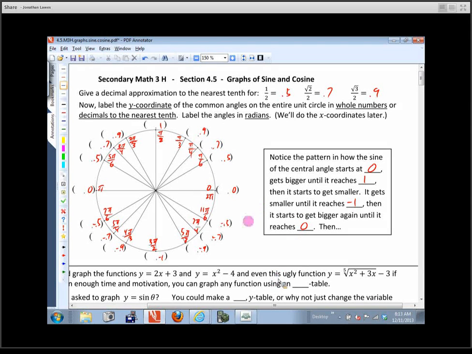And then what would happen if I continued going around the circle, changing the angle? What would happen to these y-coordinates?